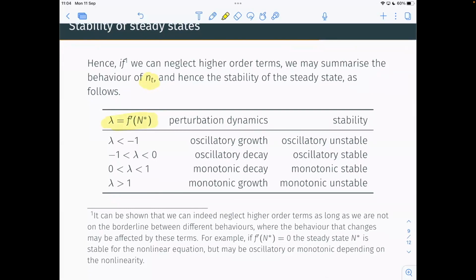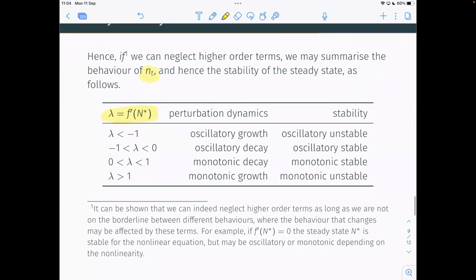So let's deal with the ones we know about first. If lambda is between 0 and 1, our solution is going to look like this: the perturbation at time t is going to equal lambda to the t times whatever the initial size of that perturbation was, n_0. So this will tend towards 0 as t tends towards infinity, right? If lambda is between 0 and 1. So that means that we have something called monotonic decay for our perturbation dynamics. We just decay towards 0.